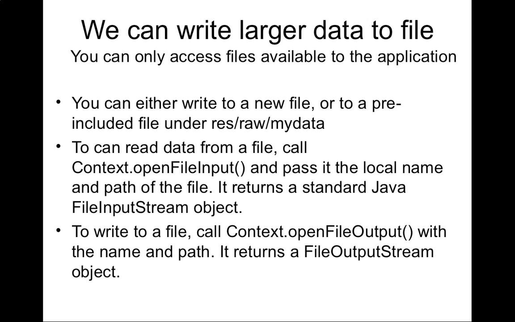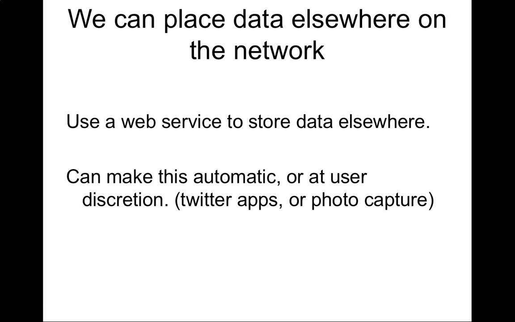You can pass it the name of the file. It returns the standard Java FileInputStream object. It works the same as regular old Java file I/O. So to write a file, you can call context.openFileOutput with the file name, and it returns the file output stream. Actually, a program can write files as well. It can write to the file that's in your project directory or in your app directory. It can also write to the SD card. You have to turn on the SD card privilege in order to write to the SD card.